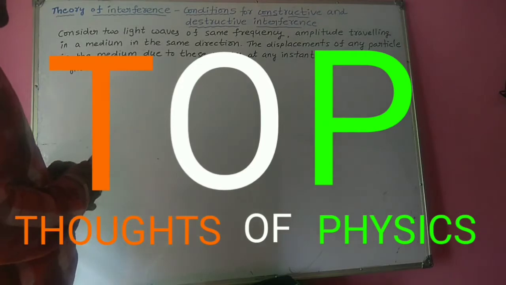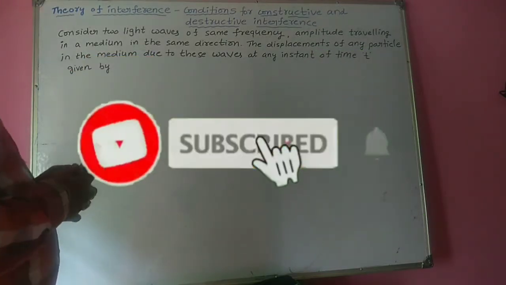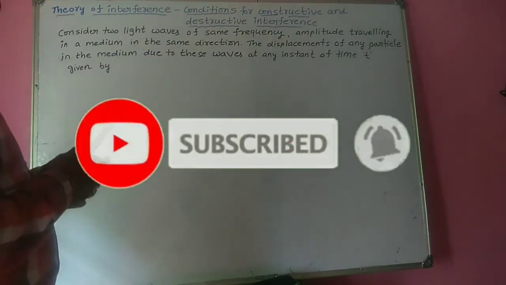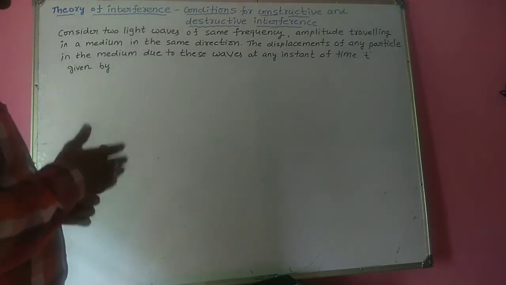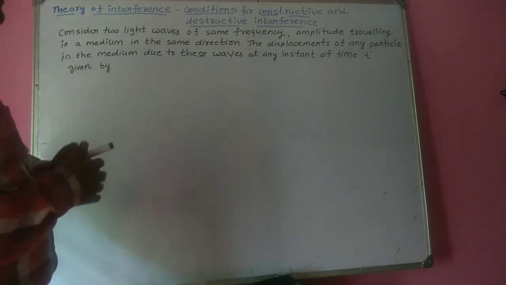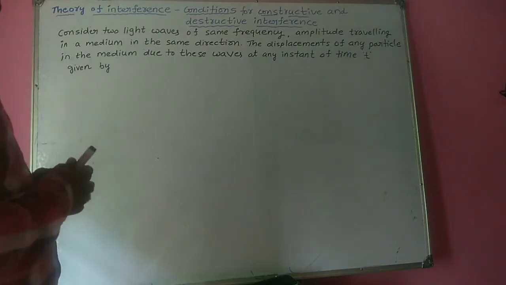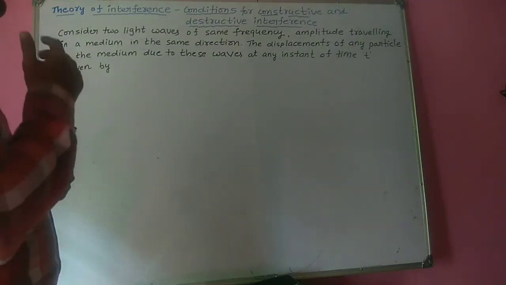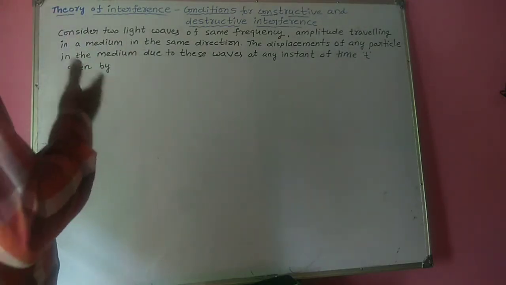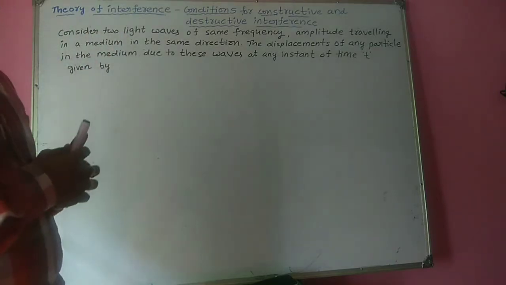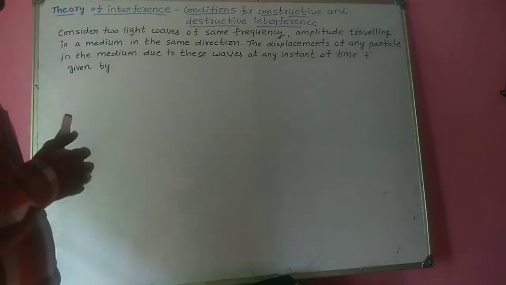In the video series of wave optics, in this class I am going to explain the theory of interference and the conditions for constructive and destructive interference. So let us consider two light waves of same frequency and amplitude traveling in a medium in the same direction, same amplitude and same frequency.